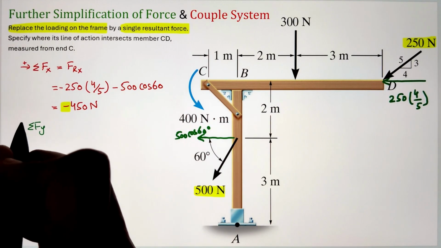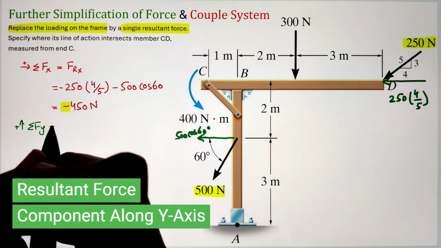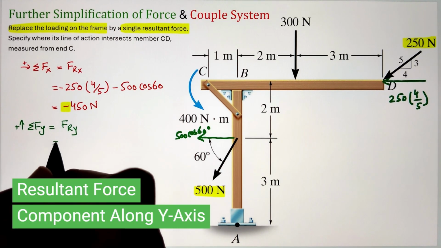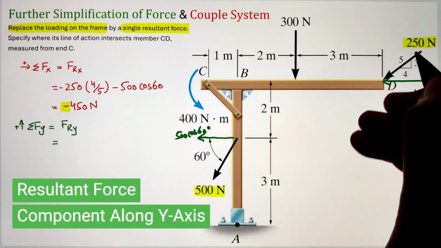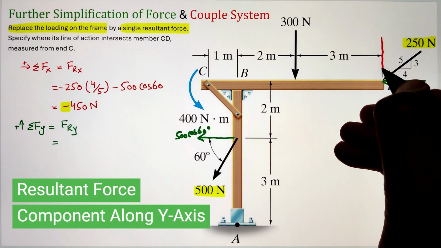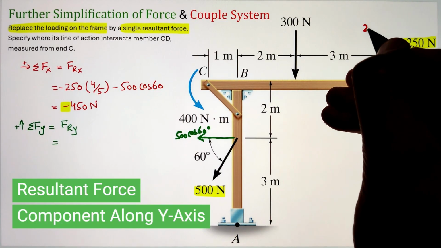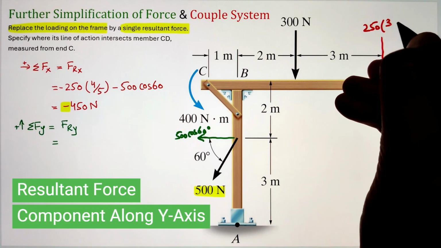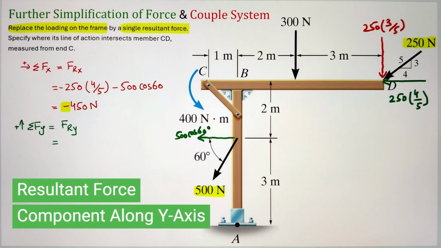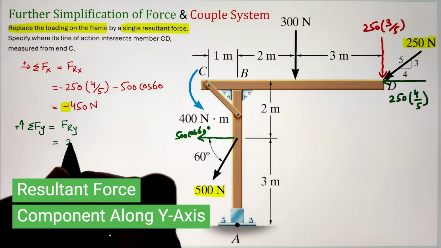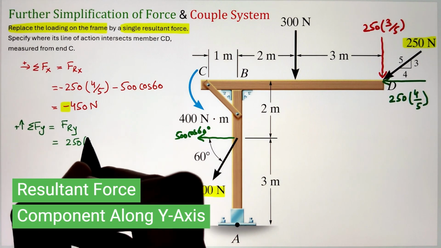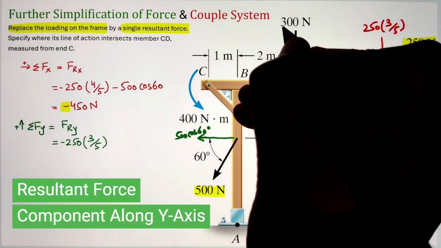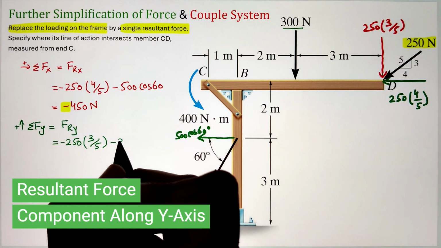Next, let's go ahead and add up all the y component forces. So to start, our 250 Newton is also acting at an angle. We can calculate its y component by multiplying 250 with, this time, 3 over 5, as 3 is parallel to the y-axis. This will give us the y component. Next, we have our 300 Newton force that is also acting downward. Since both of them are acting downwards, that's why they are taken as negative.